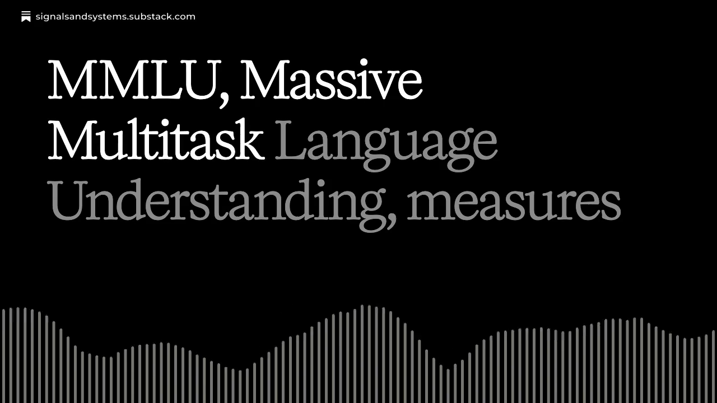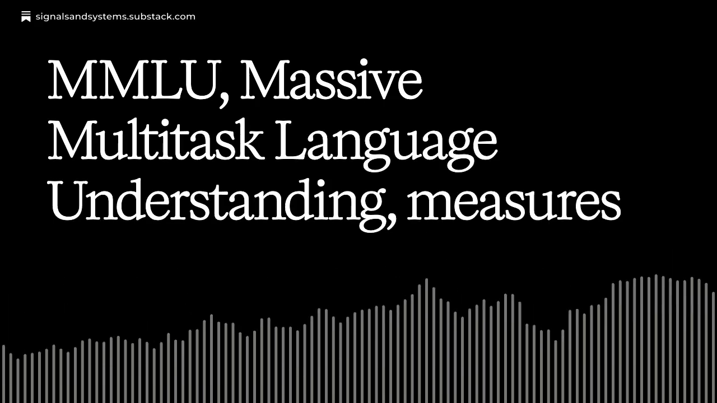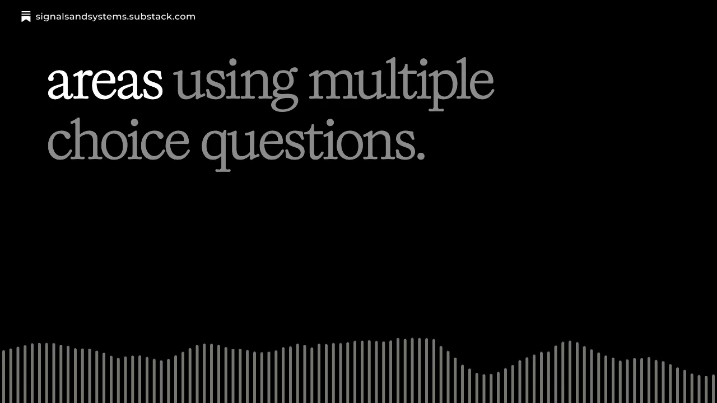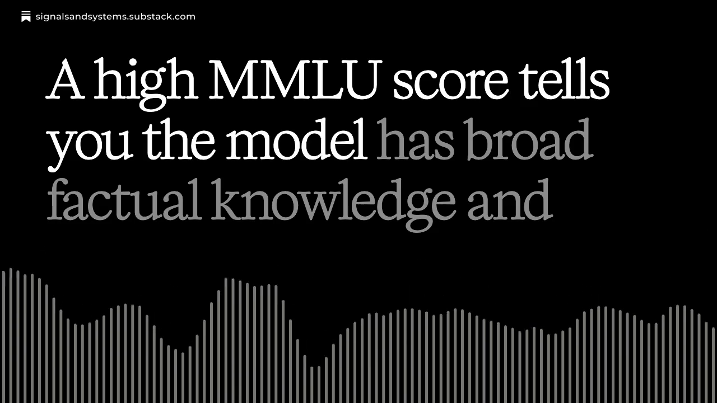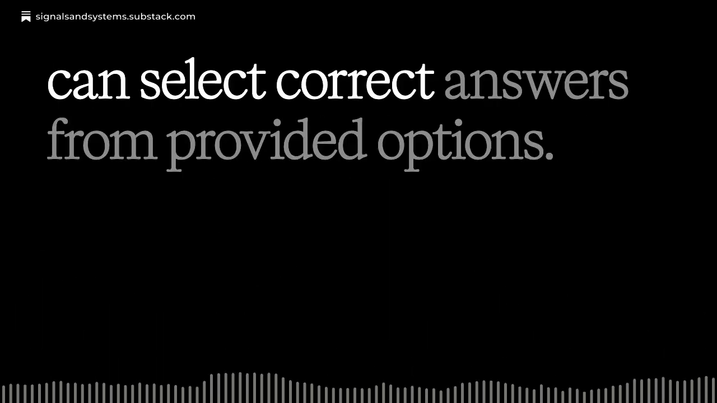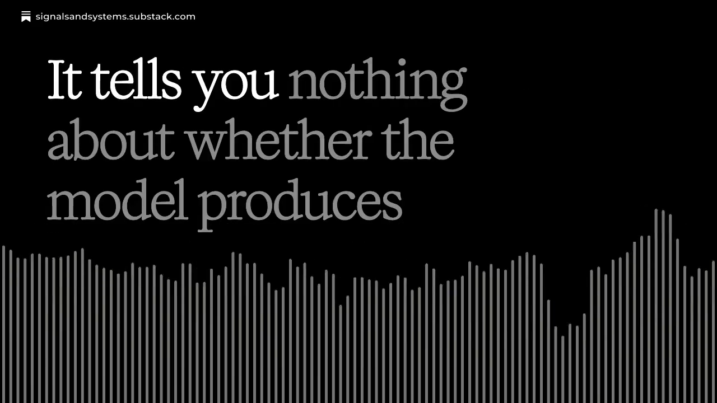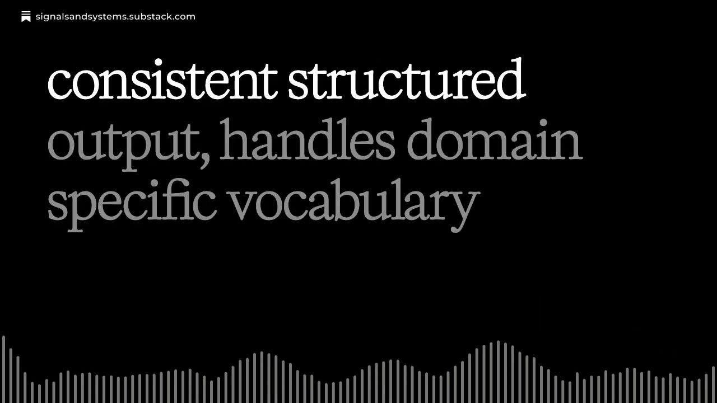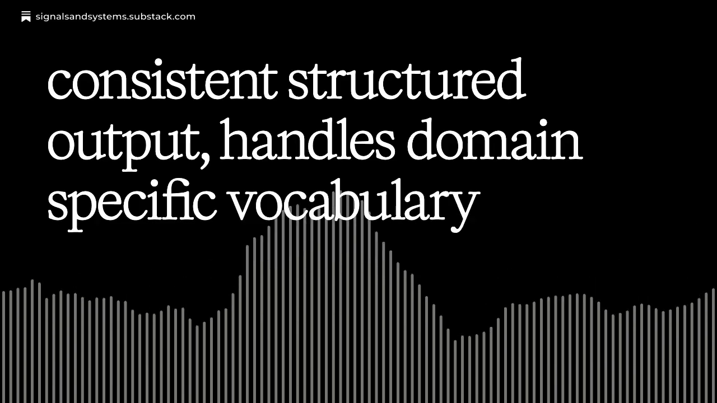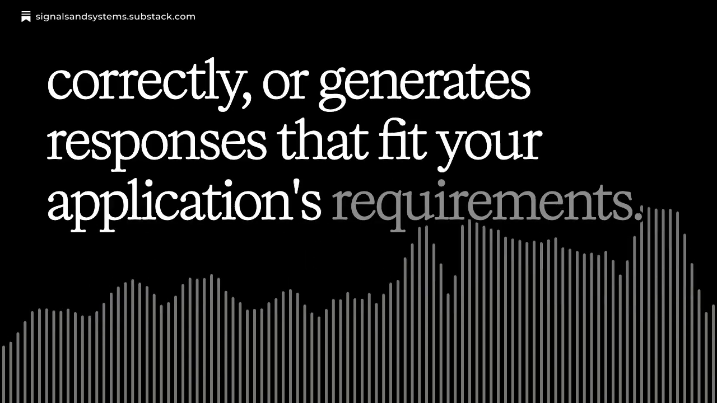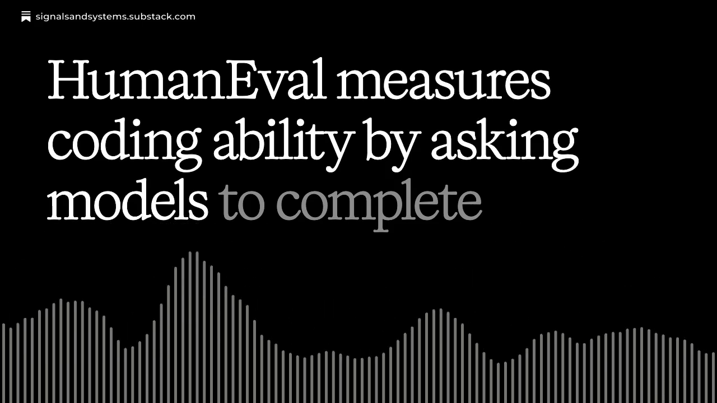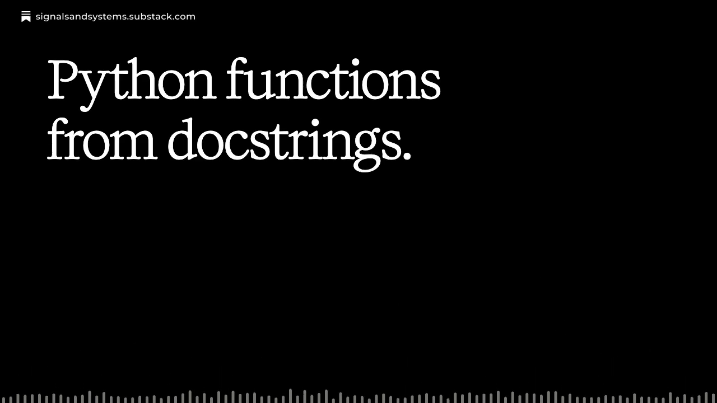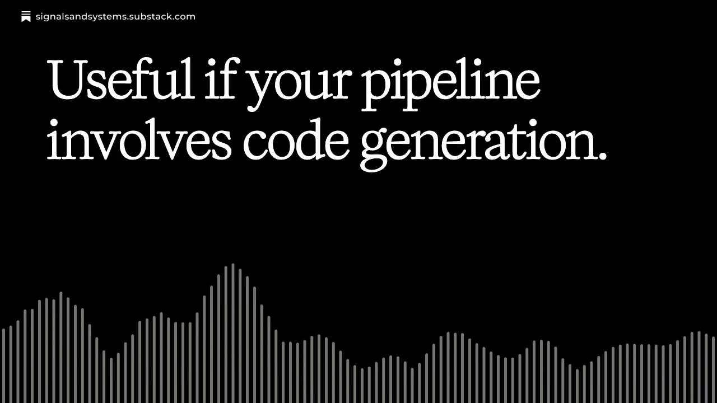MMLU, Massive Multitask Language Understanding, measures performance across 57 academic subject areas using multiple choice questions. A high MMLU score tells you the model has broad factual knowledge and can select correct answers from provided options. It tells you nothing about whether the model produces consistent structured output, handles domain-specific vocabulary correctly, or generates responses that fit your application's requirements. HumanEval measures coding ability by asking models to complete Python functions from docstrings. Useful if your pipeline involves code generation, not useful if it does not.